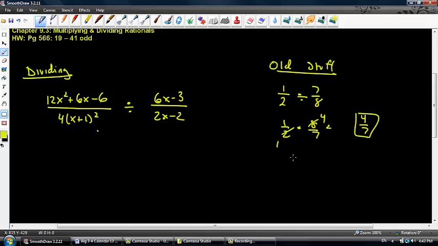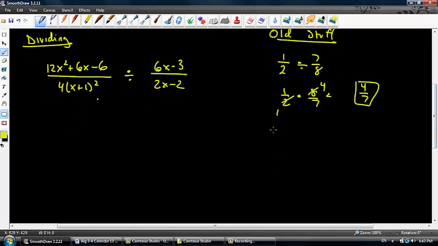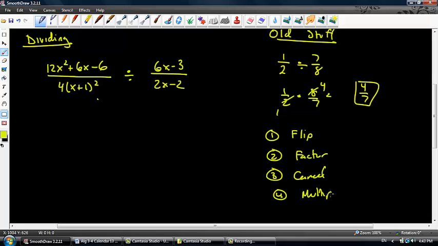So here, the operations are exactly the same. It's just like multiplication, except the first thing you're going to do is flip, and then factor, then cancel, then multiply. All right, so let's go ahead and flip first. So 12x squared plus 6x minus 6 over 4x plus 1 squared times.